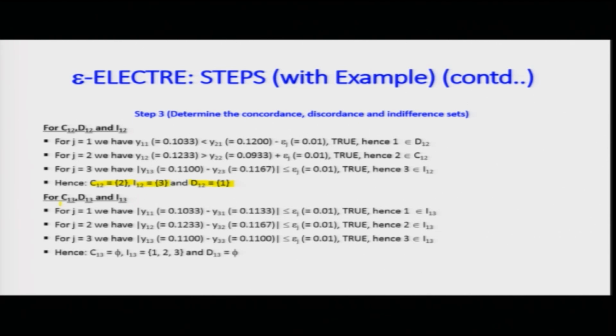Similarly, for C13, D13 and I13, for j equal to 1, 2, 3, again with the same epsilon of 0.01, do these calculations; it is very simple. The concordant set element is null, indifferent is 1, 2, 3, and discordant is null. So, we will proceed accordingly and then calculate and find out the values.